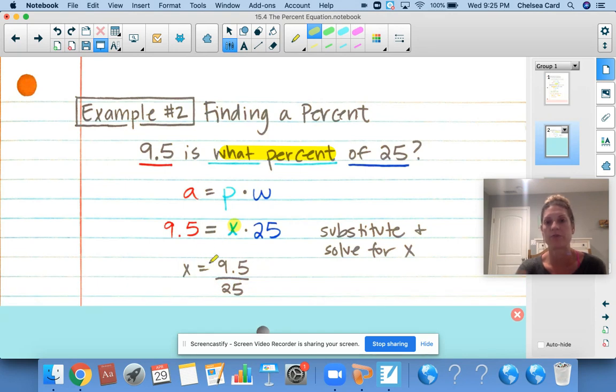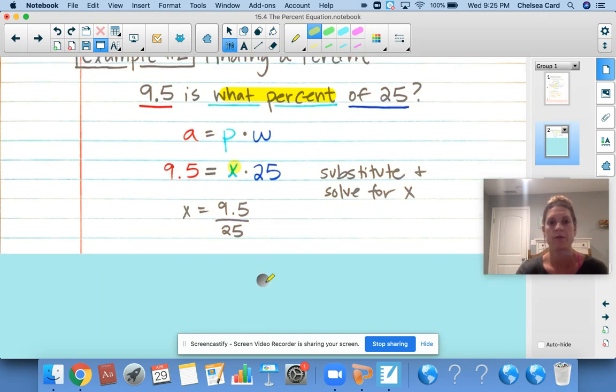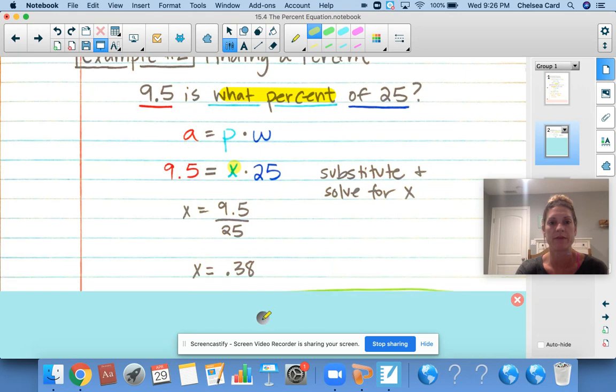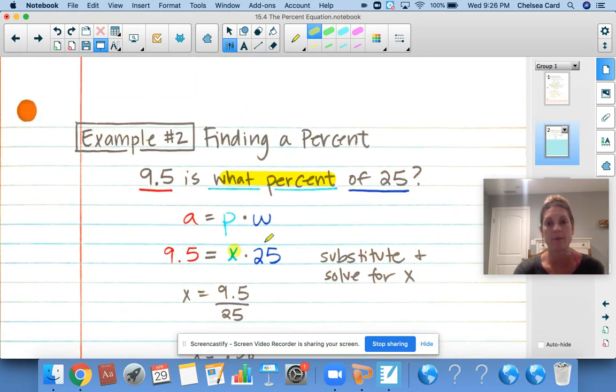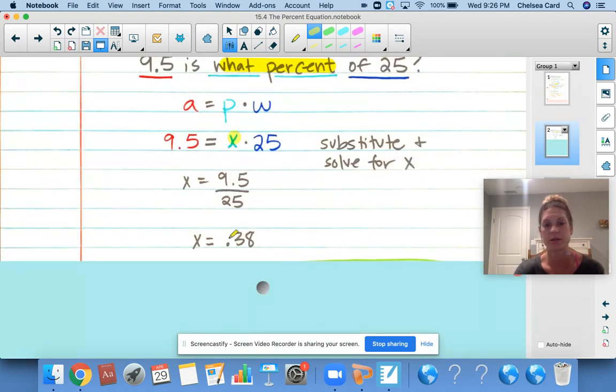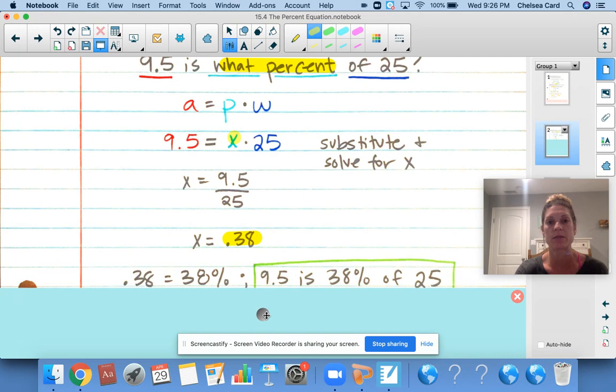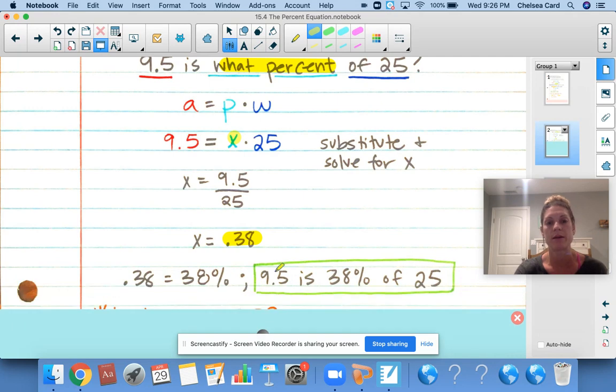All I did here was flip the X and our values. That's all that happened there. And then when we get 9.5 divided by 25, we find that that's 38 hundredths. Now, remember, go back to the question. The question asked what percent. 38 hundredths is not a percent, so we need to convert that into a percent by moving our decimal 2 places to the right and adding a percent sign. So 9.5 is 38% of 25.